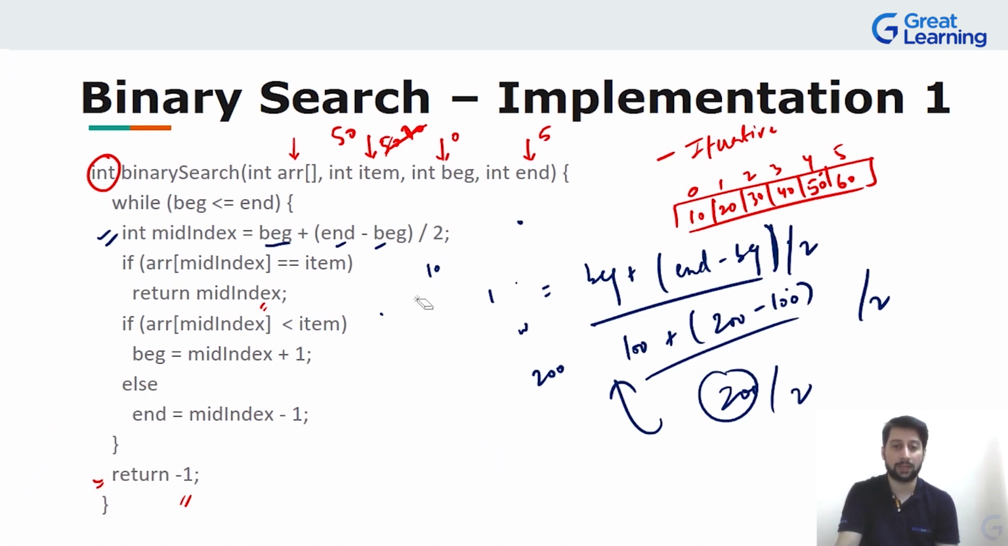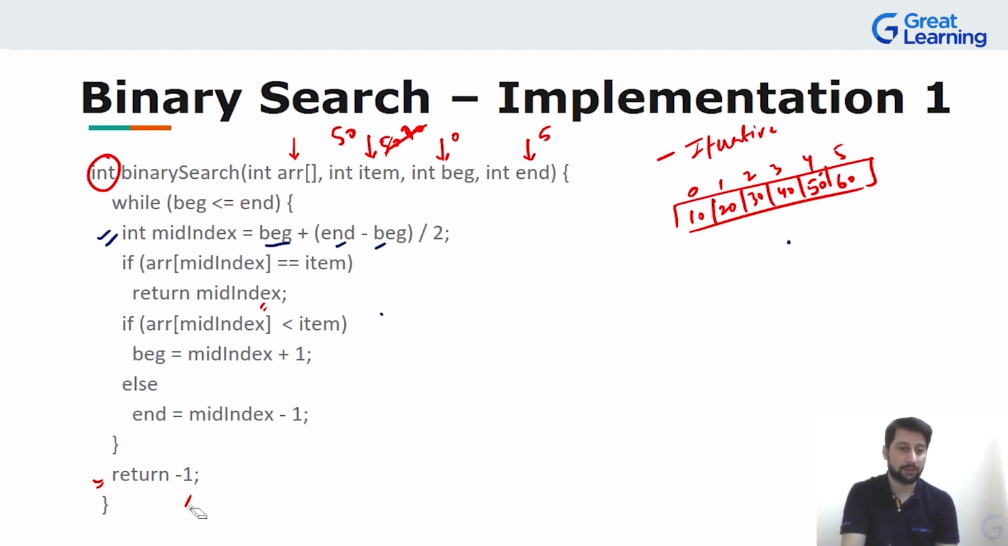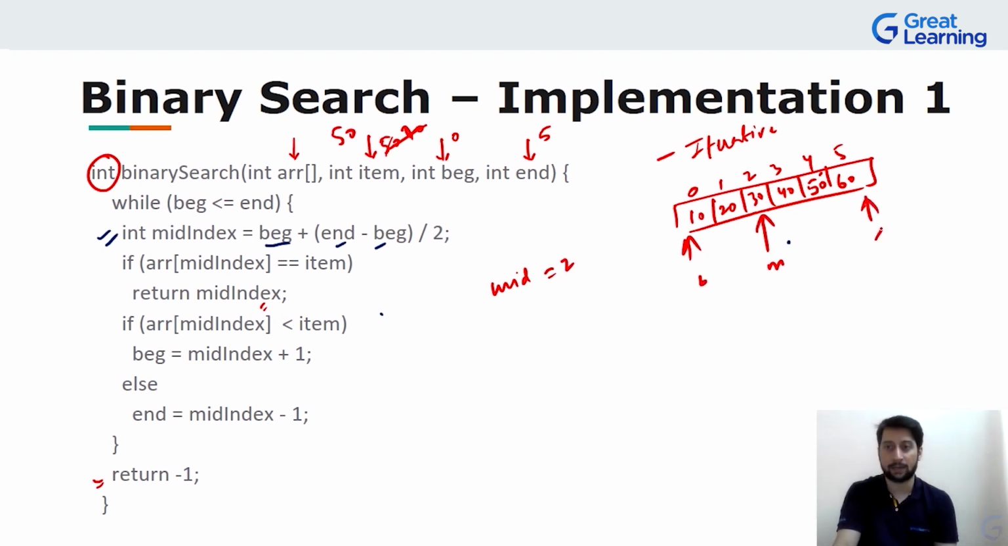So first, what is the end index? In this case, it will be 5. And what is the starting index? It is 0. So 0 plus 5 divided by 2 comes out to be 2.5, which boils down, when we do the truncation, to 2. So the middle index is nothing but 2. So your middle index will be here. And this is your beginning and this is your end, right?